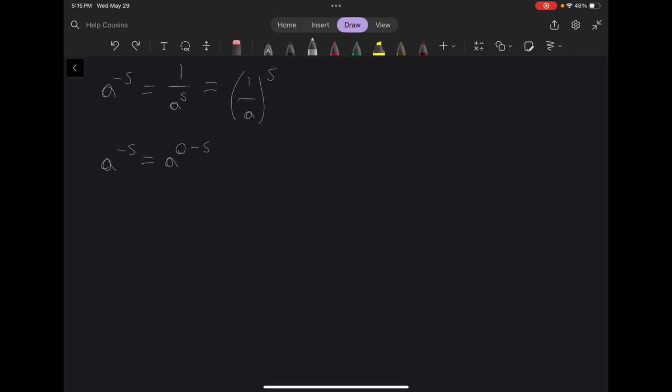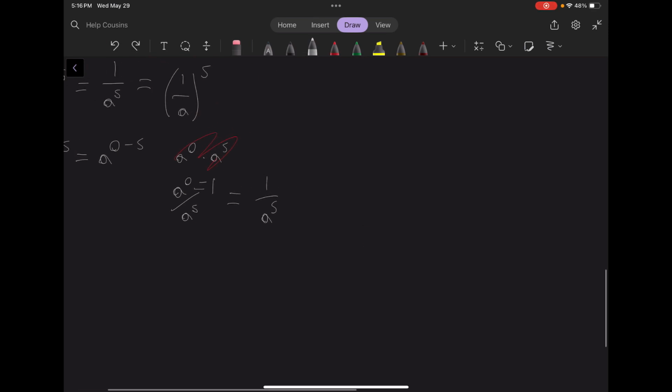So instead of multiplying a to the 0 times a to the s, we'll be dividing a to the 0 by a to the power of s. Since any number to the power of 0 will always equal 1, it's always going to be 1 over a to the power of s. And this little equality also works because 1 to the power of any number will always be 1.